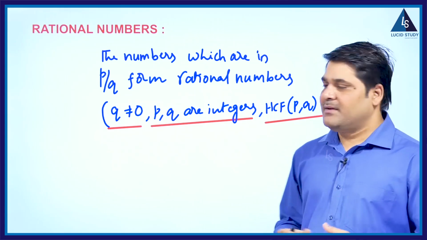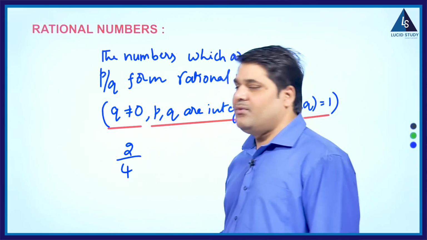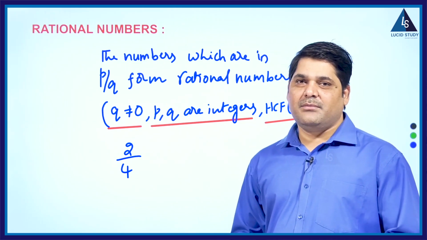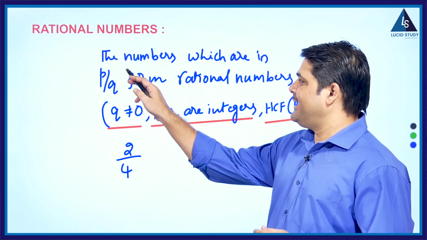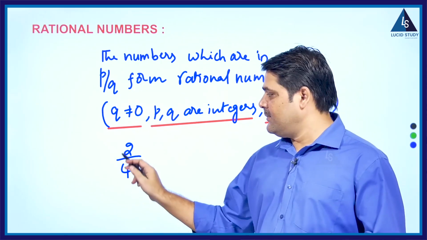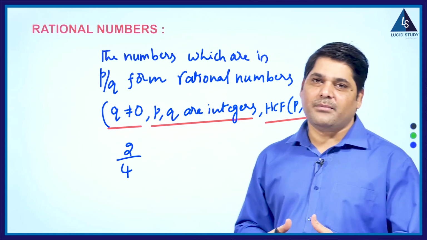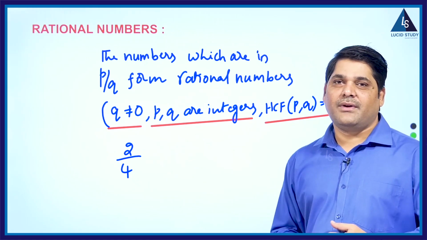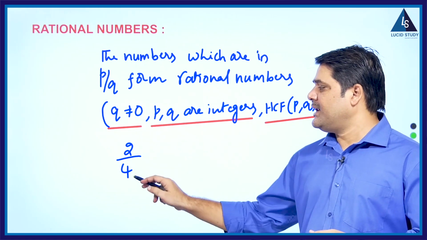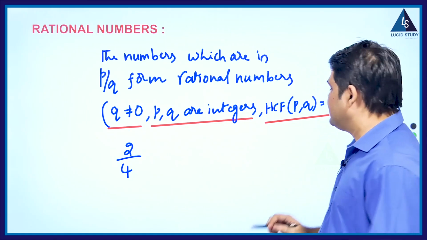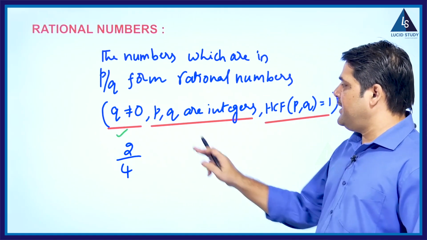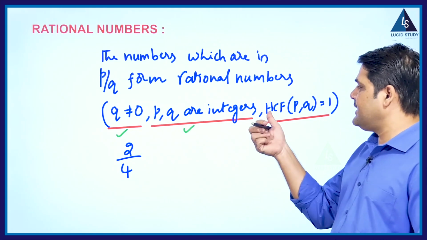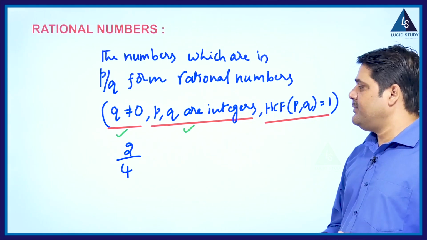HCF should be 1. Suppose I have a p by q form number, say 2 by 4. Is this a rational number, children? Yes, it's a rational number according to the definition. What is the definition? A number which is in the form of p by q. It looks like a fraction form. But we need to check whether it satisfies all three conditions. First condition: denominator should not be 0. This condition passes. Next, p and q are integers. 2 and 4 are integers. This condition also passes.